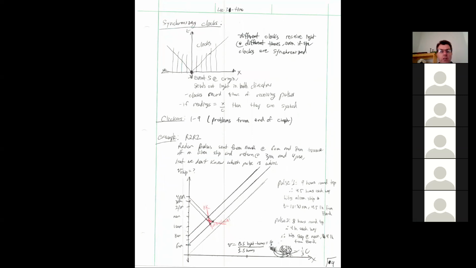Okay, so if we synchronize clocks, let's talk about what it means for clocks to be synchronized. I said last time, a reference frame could be defined as just a whole bunch of different clocks that are evenly spaced, and they record the time at which they receive light. So let's imagine that we've got an event that we call S, and it happens at the origin. Someone emits a pulse of light in both directions. Each of these clocks is going to receive the light at a different time. And the time at which they receive the light will be x, the distance from the origin, over c.